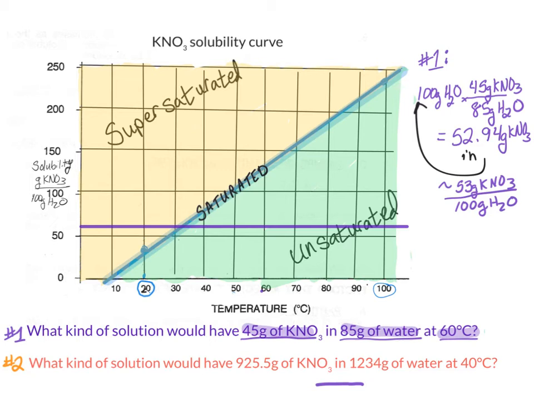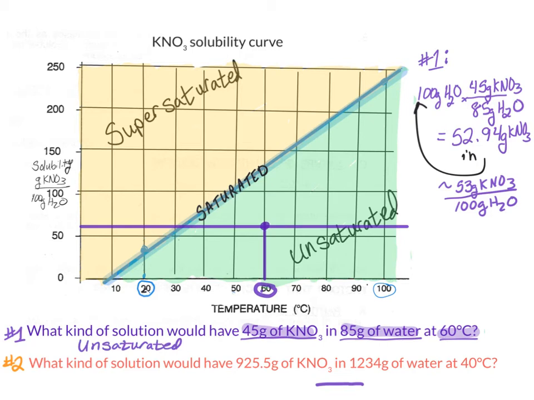And now we go to the 60 degree temperature. We go up until we hit that concentration of about 53 grams of KNO3 per 100 grams of water. And we see that that is in the unsaturated region. And you can pause the video to try the next one.